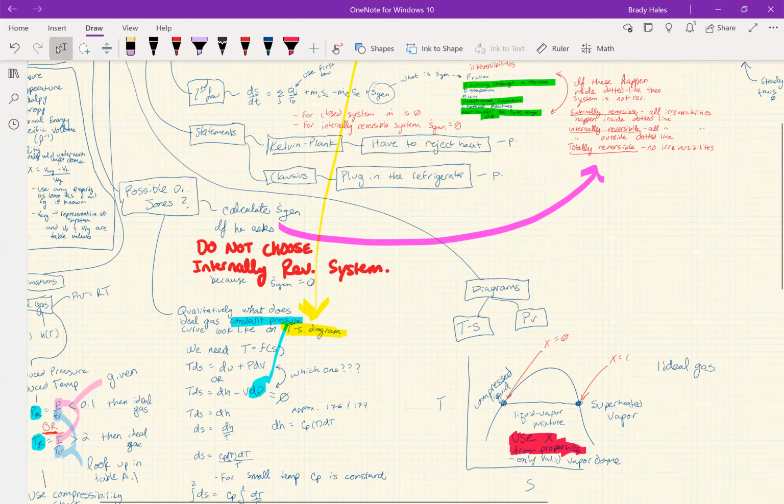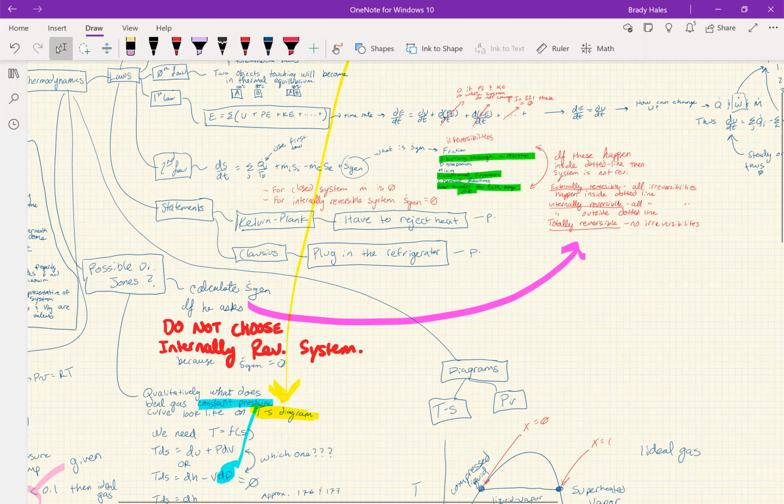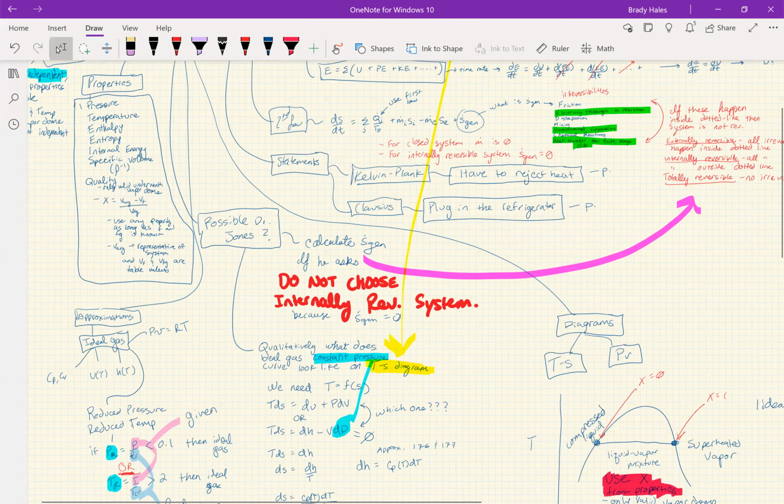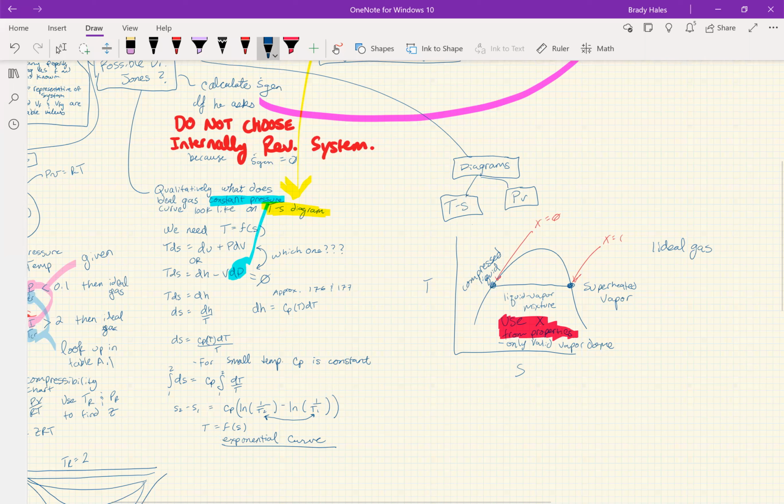talked about, right? Okay, we talked about the Kelvin-Planck statement and the Clausius statement, where the Kelvin-Planck is that you have to reject heat, right? So if you have a system on the test that does not reject heat, then you should definitely say this violates the Kelvin-Planck statement. And then the Clausius statement is the refrigerator, right? The refrigerator doesn't work by itself. You have to put some work into the refrigerator in order to move energy from a low temperature reservoir to a high temperature reservoir.